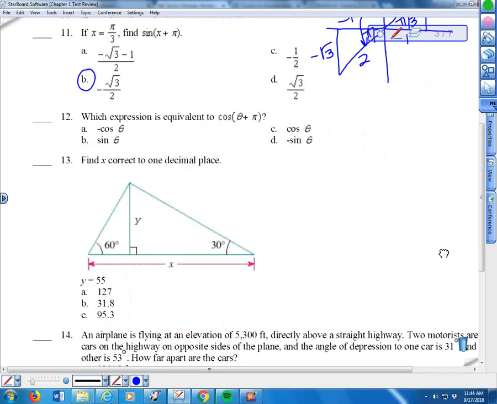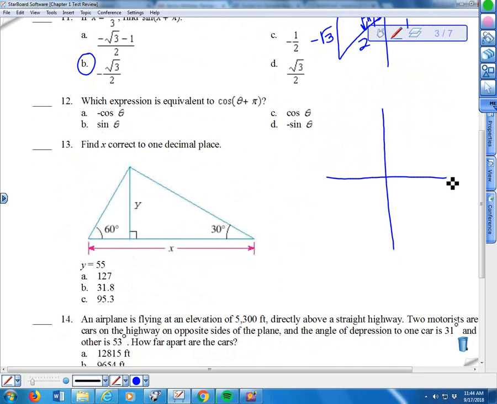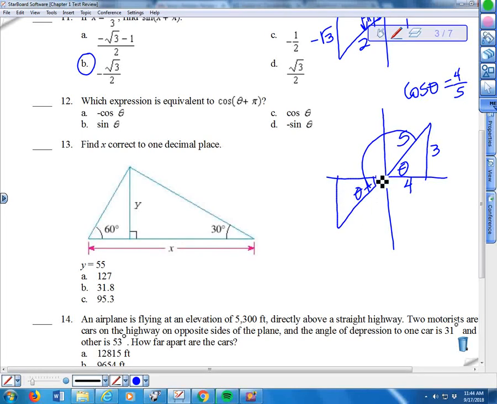Okay. So if I have cosine theta, I'm going to make one up. Cosine theta equals 4/5. I add pi to that. This is theta plus pi. Well, the reference angle is still the same. So this becomes cosine of theta plus pi is negative 4/5. So that would be just the opposite of what cosine was in the first quadrant.